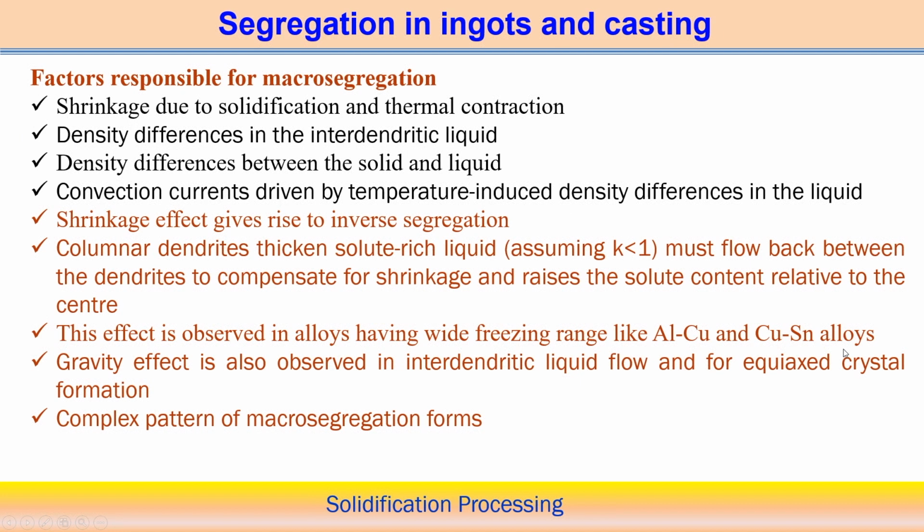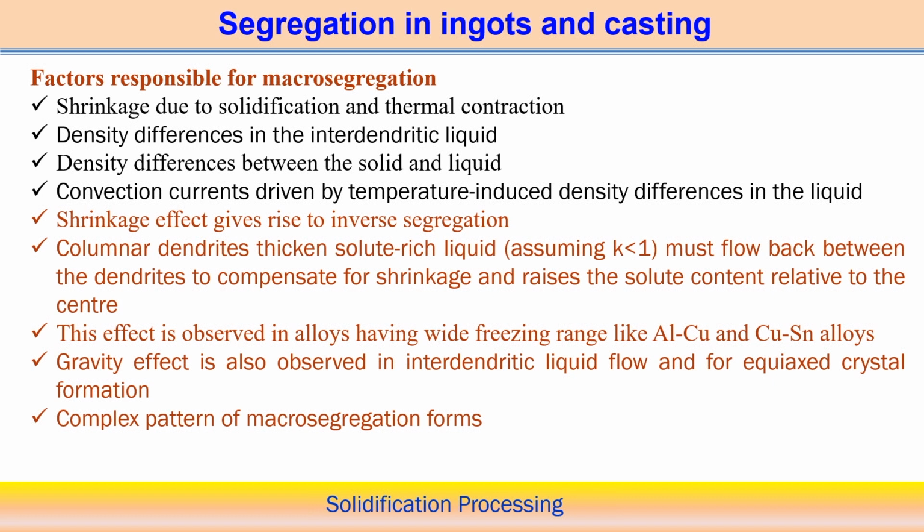Now, what are the factors responsible for macro segregation? For macro segregation, what are the factors? First is the shrinkage due to solidification, that means the change of phase from liquid to solid, and of course thermal contraction might happen. You know that for each material the thermal expansion coefficient is large, so the associated thermal contraction will be much more in that case. So both are responsible for macro segregation.